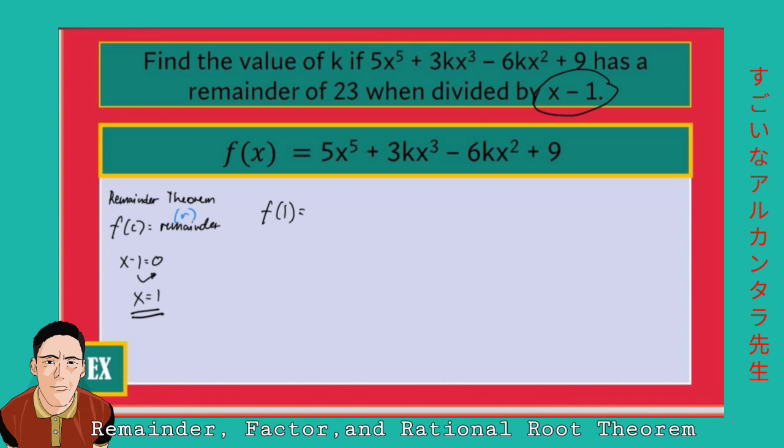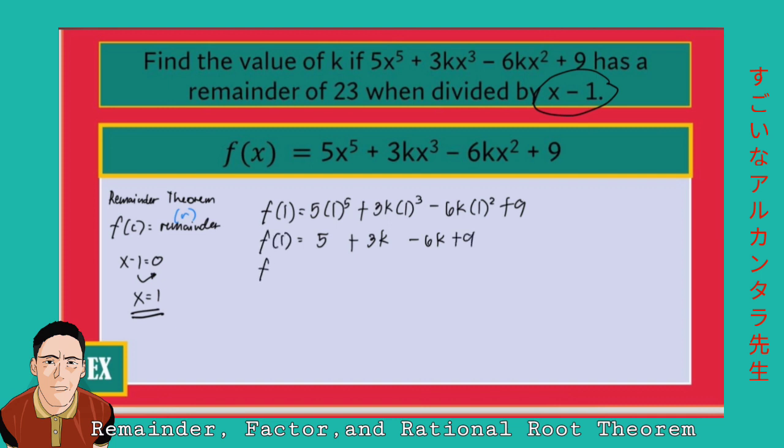5 times 1 raised to 5 plus, be mindful here, 3k times 1 raised to 3 minus 6k times 1 raised to 2 plus 9. Next, we have here 5 times 1 raised to 5, that's just 5, plus 3k, because 1 raised to 3 is 1, minus 6k plus 9. This is f of 1, right? Observe this one.